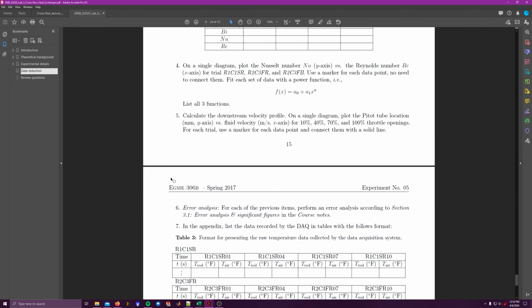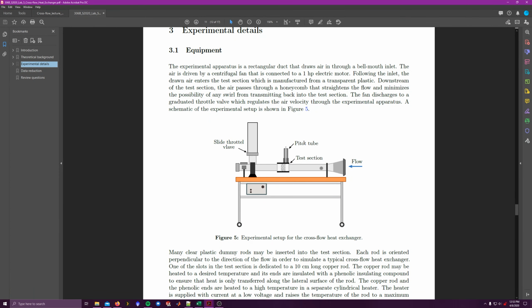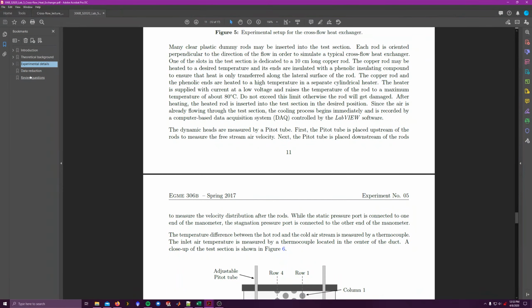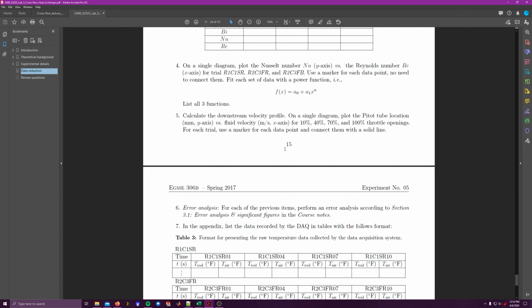Okay, and then for the last thing we're going to do, we're going to calculate the downstream velocity profile. Okay, so for that we're using a pitot tube once again. So if I go up here, so we have a pitot tube, so we're going to adjust that radial position kind of like we did in lab 2 as well. Okay, so that's basically what we're going to do in the lab.